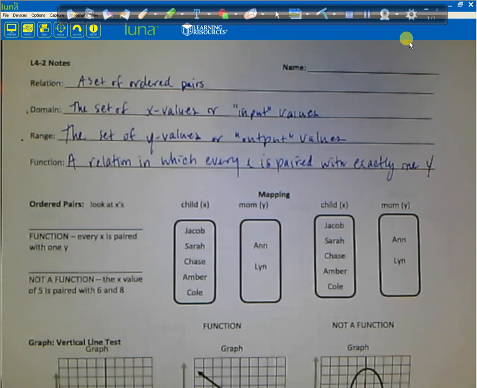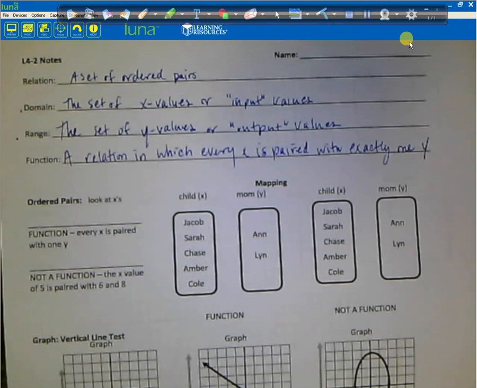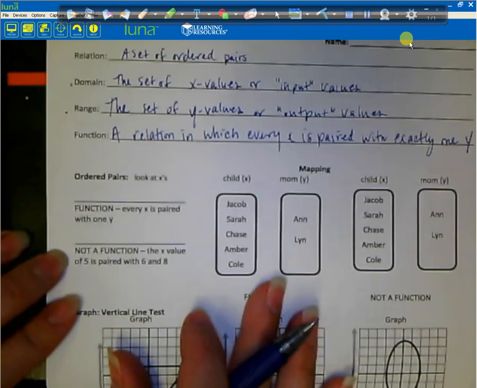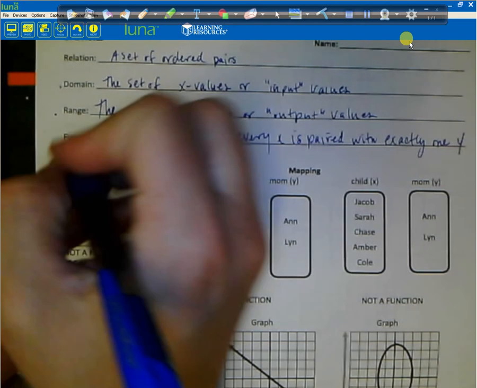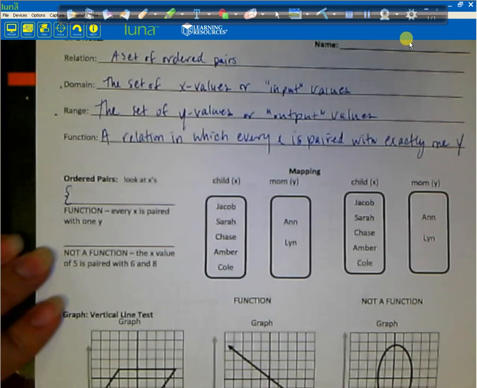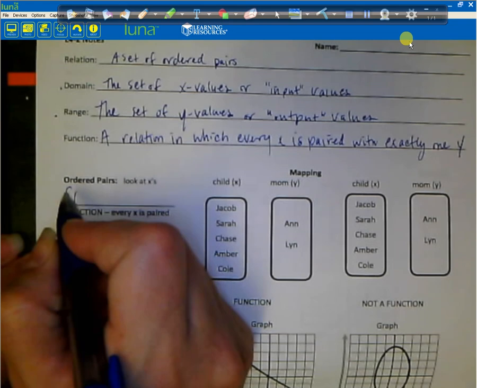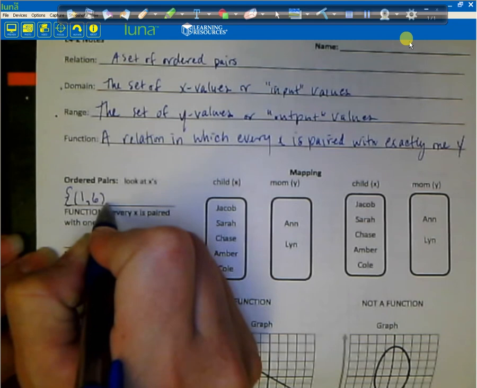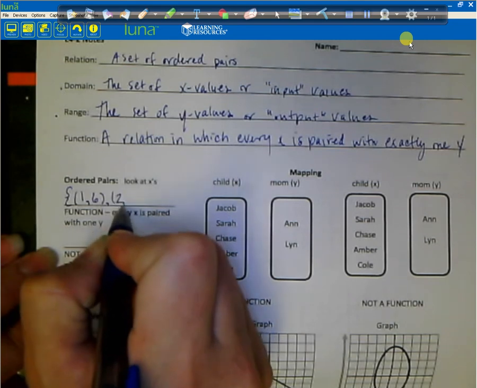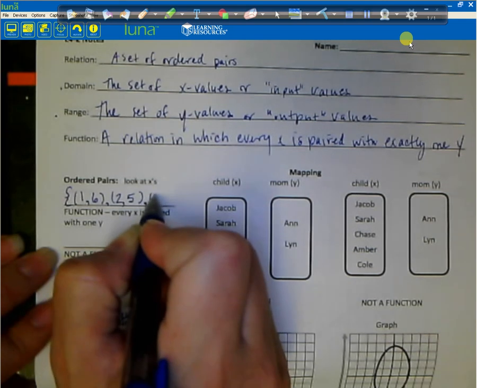The next thing we're going to look at is some ordered pairs. So we're going to write down our ordered pairs right here on this blank. The first example we're going to look at is going to be a function because every x is paired with exactly one y. Let's see what that means. We're going to use our squigglies again. And we're going to put each of our ordered pairs in parentheses. So our first ordered pair is 1 and 6. Our second ordered pair is 2 and 5. And our third ordered pair is 6 and 5.